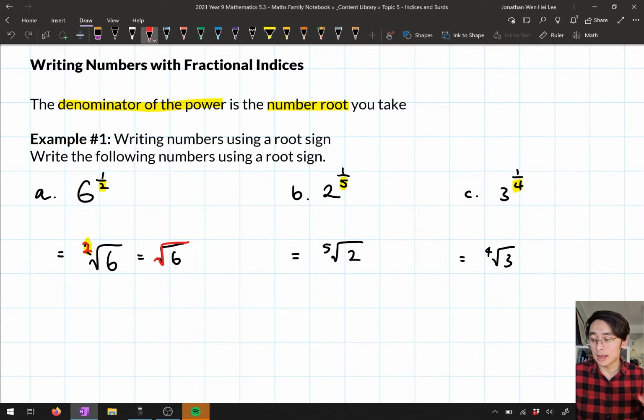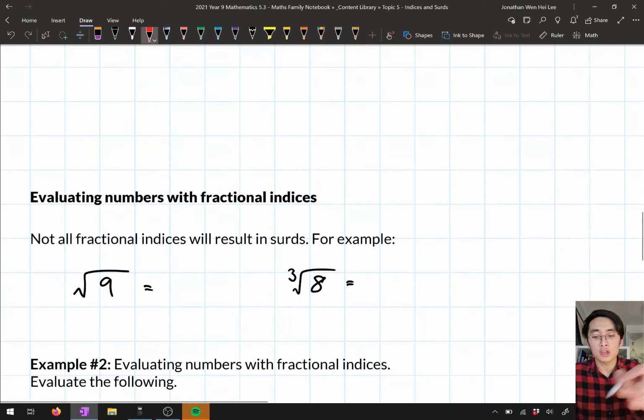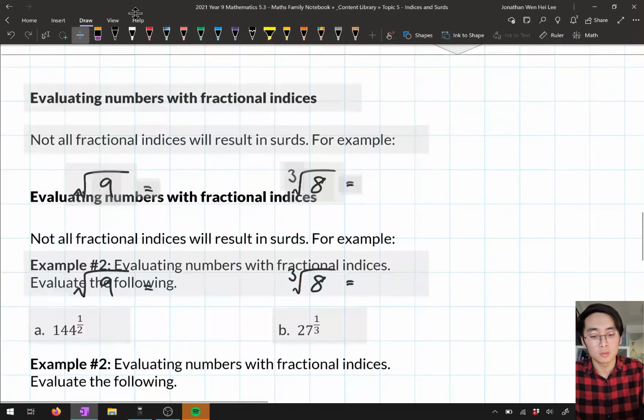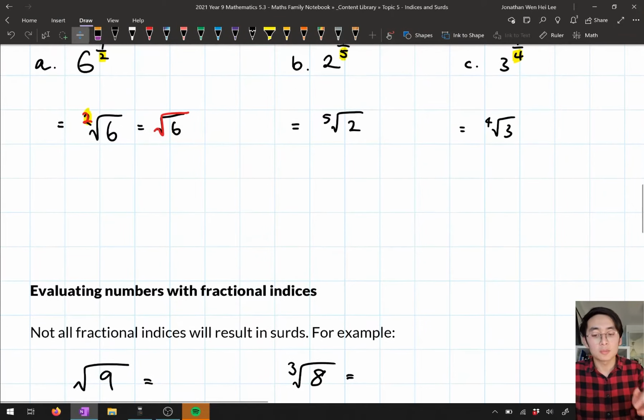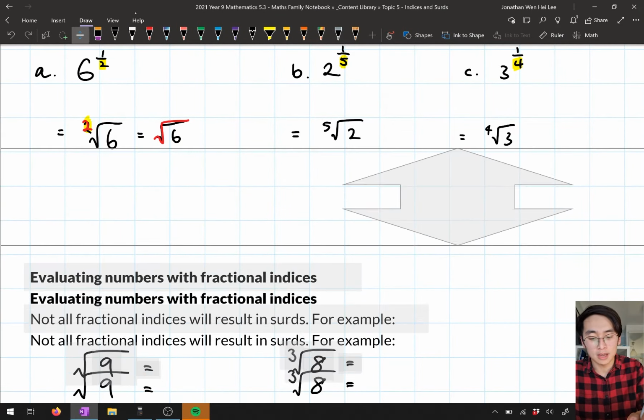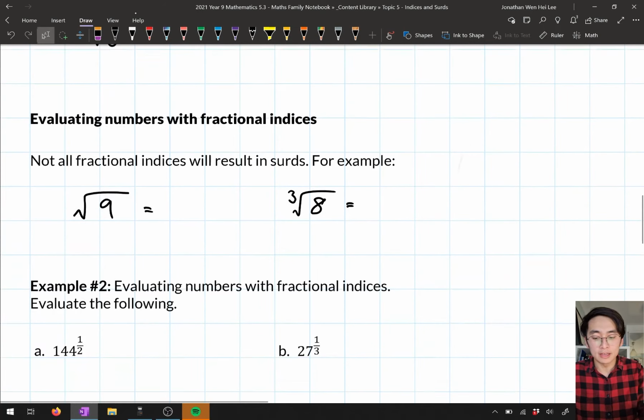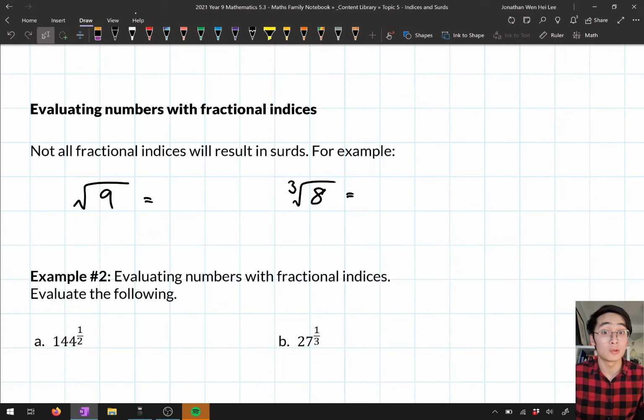Now, the second thing that we can do is we can actually evaluate a few numbers with fractional indices. This is particularly the case when we get given numbers. Not all fractional indices will result in surds. A surd, what we said earlier, was a number that we write with a square root and it keeps going on and on forever. So I've got two examples here. I'm going to use these to show you special cases.